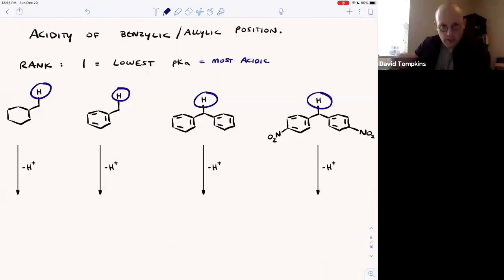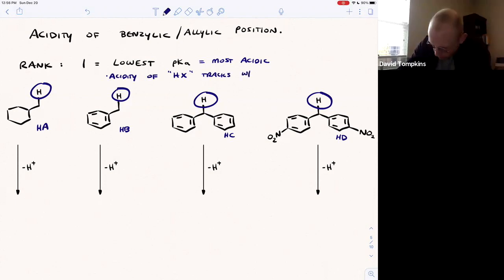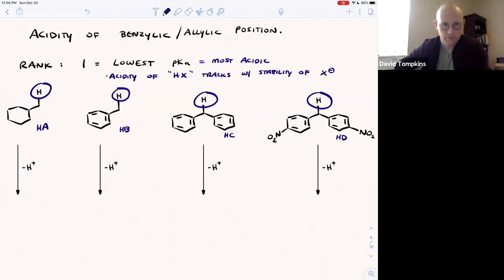And if we consider each of these acids as a monoprotic acid, I'll call them HA through HD, then the acidity of HX, the acid, will track with, or increase with, the resultant stability of its conjugate base, where the conjugate base is X minus and has a negative charge.